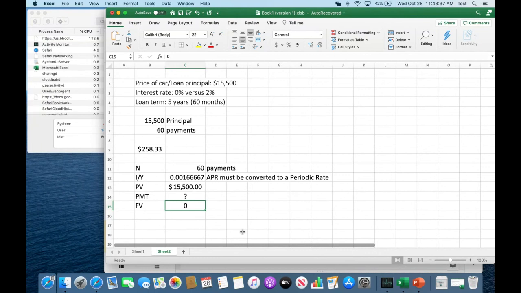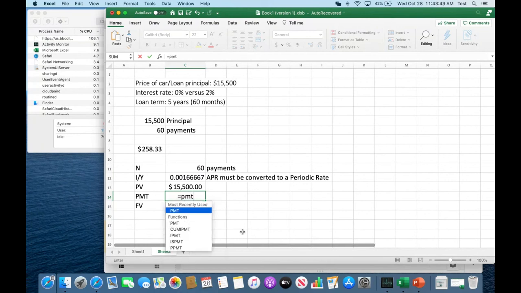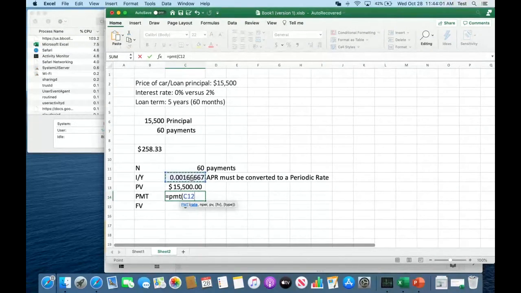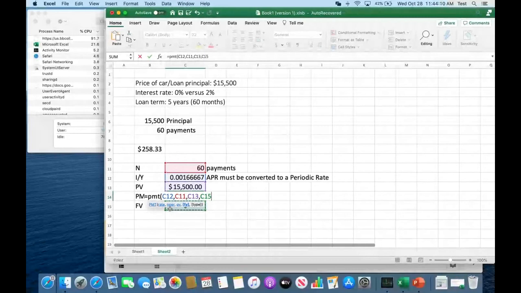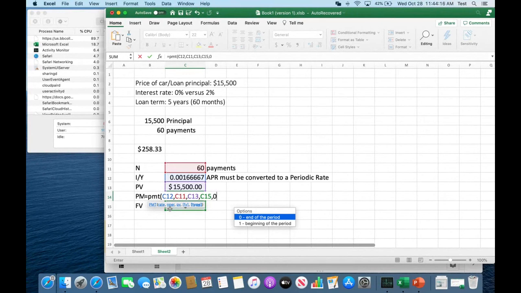Okay. So now we have 4 of 5 variables and we just need to find the last one, right? Again, you might be rusty. So for this one, it's equals PMT for payment, open parentheses. And once again, we've clearly defined all our variables, and so we just give Excel the information it needs. So we'll go rate, nper, present value, future value, and then again, leave that type set to 0 unless you're instructed otherwise. And then hit enter.